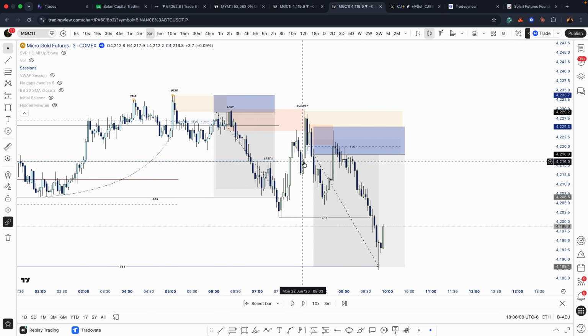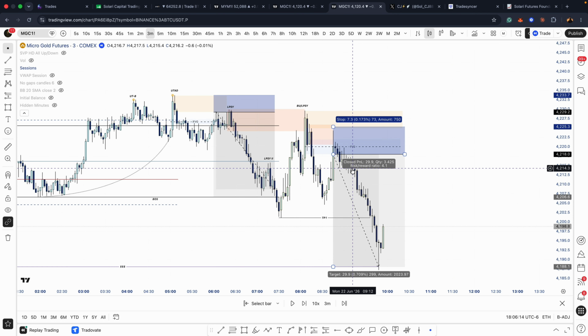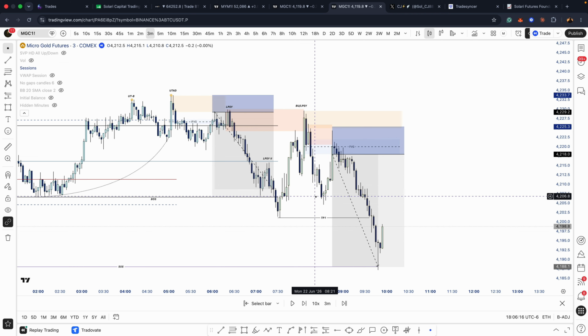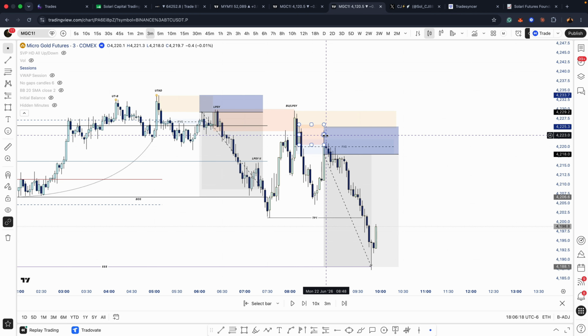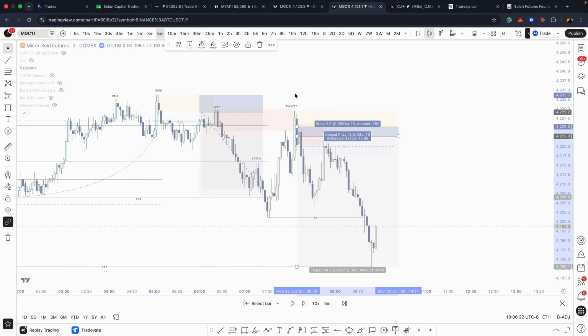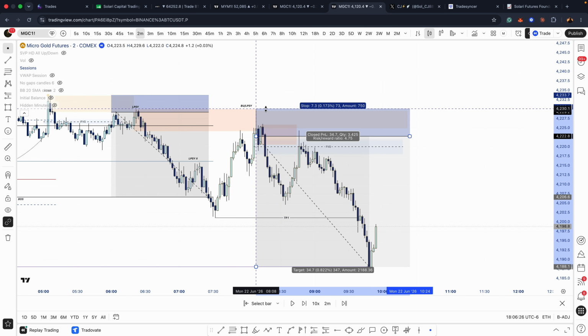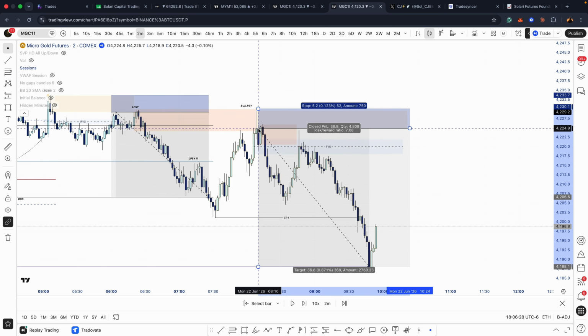I showed the IFVG entry. If you would have been waiting for the retest of the IFVG, you also would have been tagged in. So you could have again gotten in. Don't be scared about that retest. Some IFVG traders also wanted to get in. But it is crazy that if we go on the 2-minute, it was the exact same rejection block. That rejection block, aggressive entry.